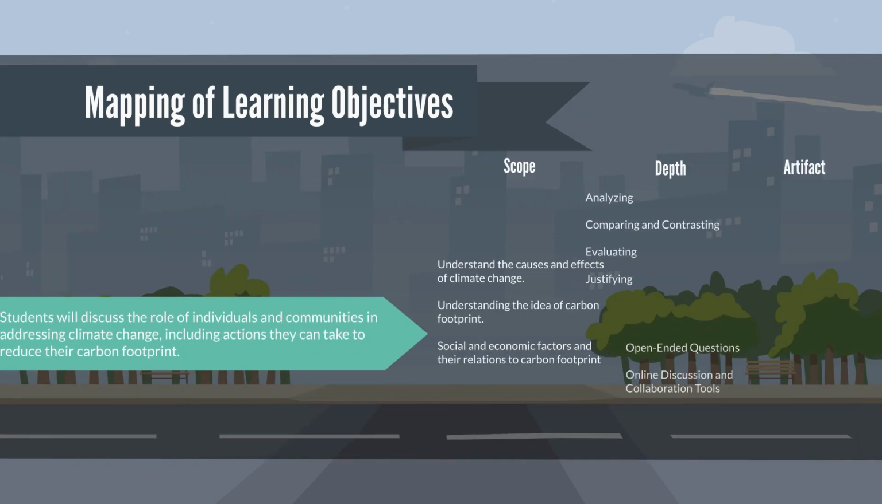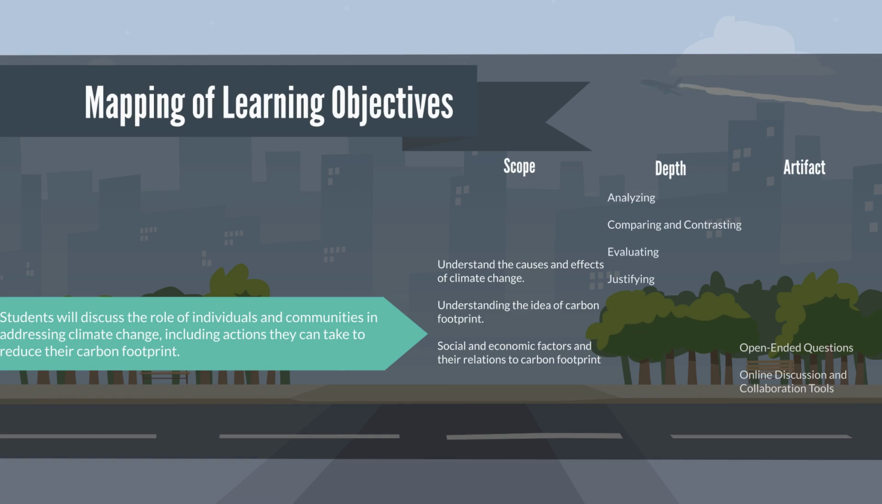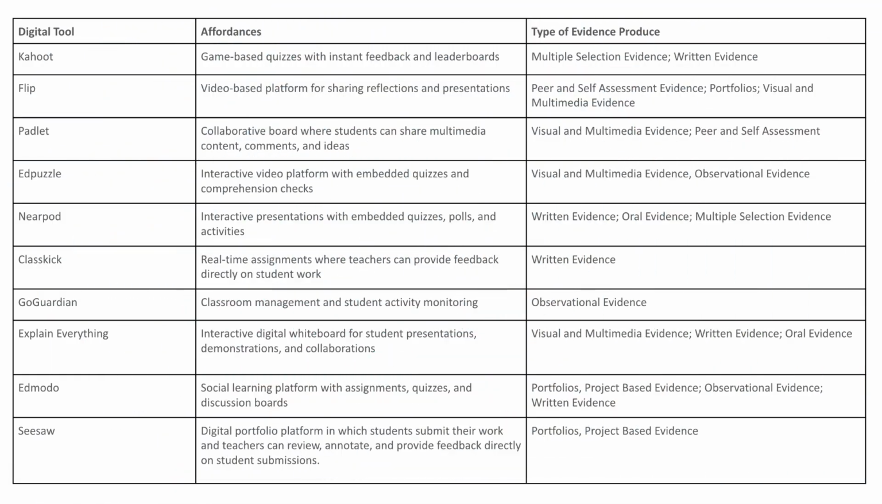For instance, in this learning objective, the scope is to understand the causes and effects of climate change, understanding the concept of carbon footprint and how it is calculated. In addition, social and economic factors and their relations to carbon footprint. Depth of the learning outcomes include students analyzing, comparing and contrasting, evaluating and justifying ideas. The artifacts through which the scope and depth of the learning outcome can be assessed include open-ended questions, online discussion boards and collaboration tools. This table is a classification of the digital tools in terms of their affordances regarding classroom assessment as well as the type of artifacts they can produce.